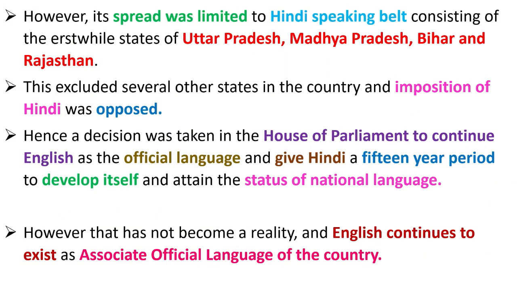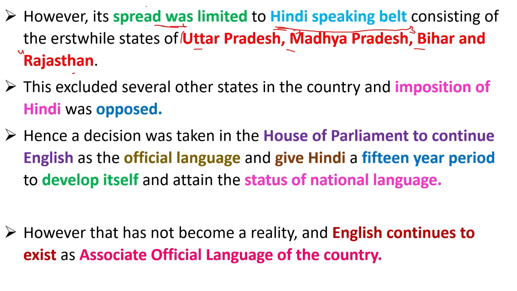However, its spread was limited to the Hindi speaking belt, consisting of the erstwhile states of Uttar Pradesh, Madhya Pradesh, Bihar, and Rajasthan. So mostly these four states. How many states? Uttar Pradesh, Madhya Pradesh, Bihar, and Rajasthan. So these states can be called the Hindi speaking belt. Which belt? Hindi speaking belt. But what he is saying here is that this spread was limited.